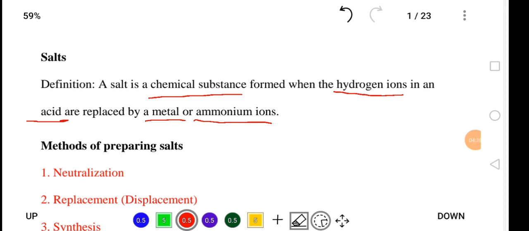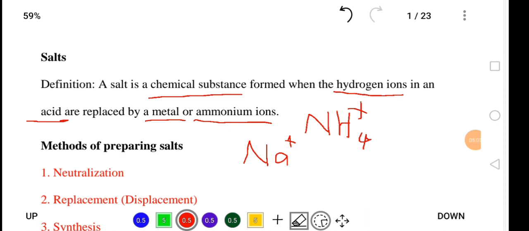Now, we all understand that ammonium is the only radical with a positive charge, and we understand that all metals react by losing electrons, and when they lose electrons they form positive ions. For example, sodium: after losing an electron, it forms a positive charge. Now, since ammonium also has a positive charge, it behaves more like metals in reactions.